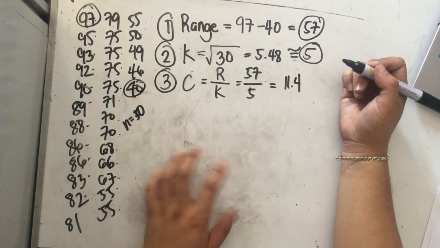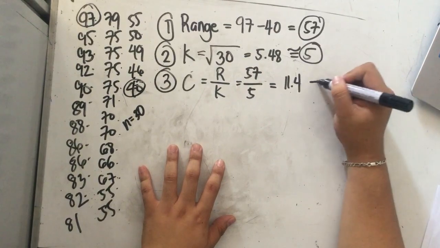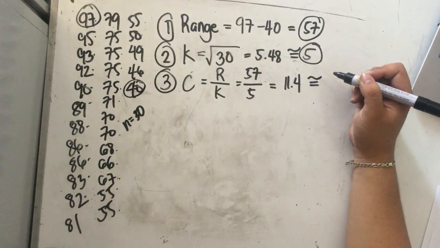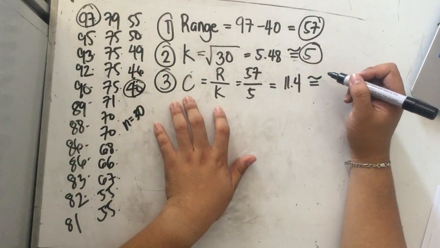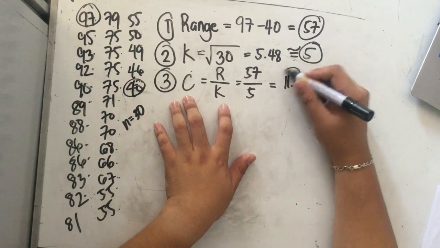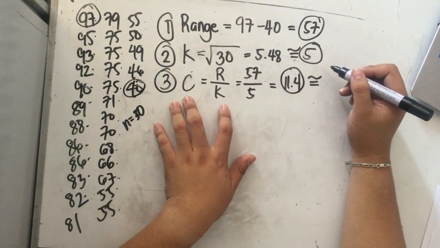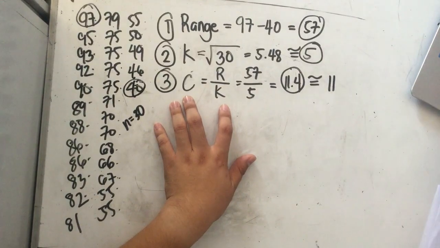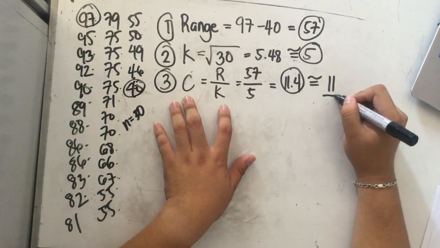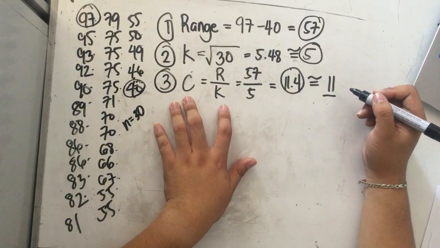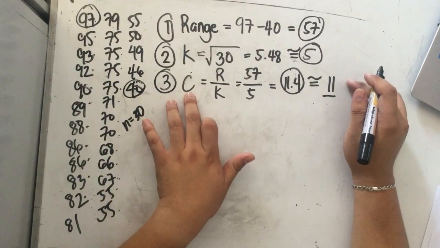Okay, so as a rule, sabi natin, i-round natin yung ating class width by getting the nearest odd number. So ano yung pinakamalapit na odd number sa 11.4? We'll be getting 11. So this is the nearest odd number. Okay, so that will be our class width.